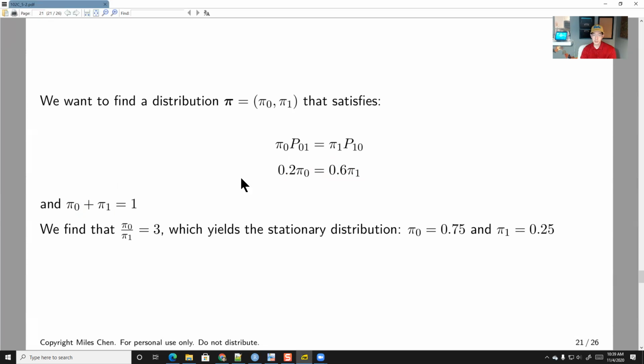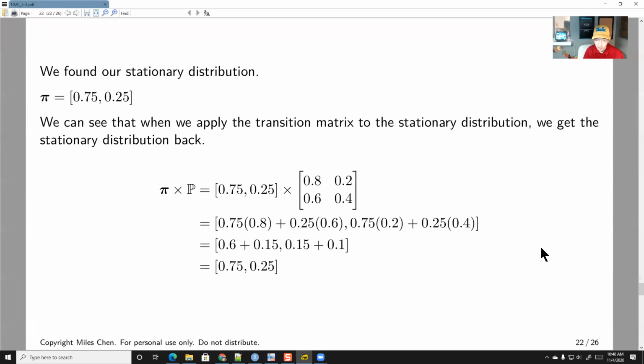Because we want a distribution over the states, if you divide both sides by pi 1 and by 0.2, you're going to get pi 0 over pi 1 equal to 3. Then if you solve for that in here, you're going to get pi 0 equal to 0.75 and pi 1 equal to 0.25. If you solve these together, you get pi 0 equal to 0.75 and pi 1 equal to 0.25. And we will see that, indeed, this is our stationary distribution.